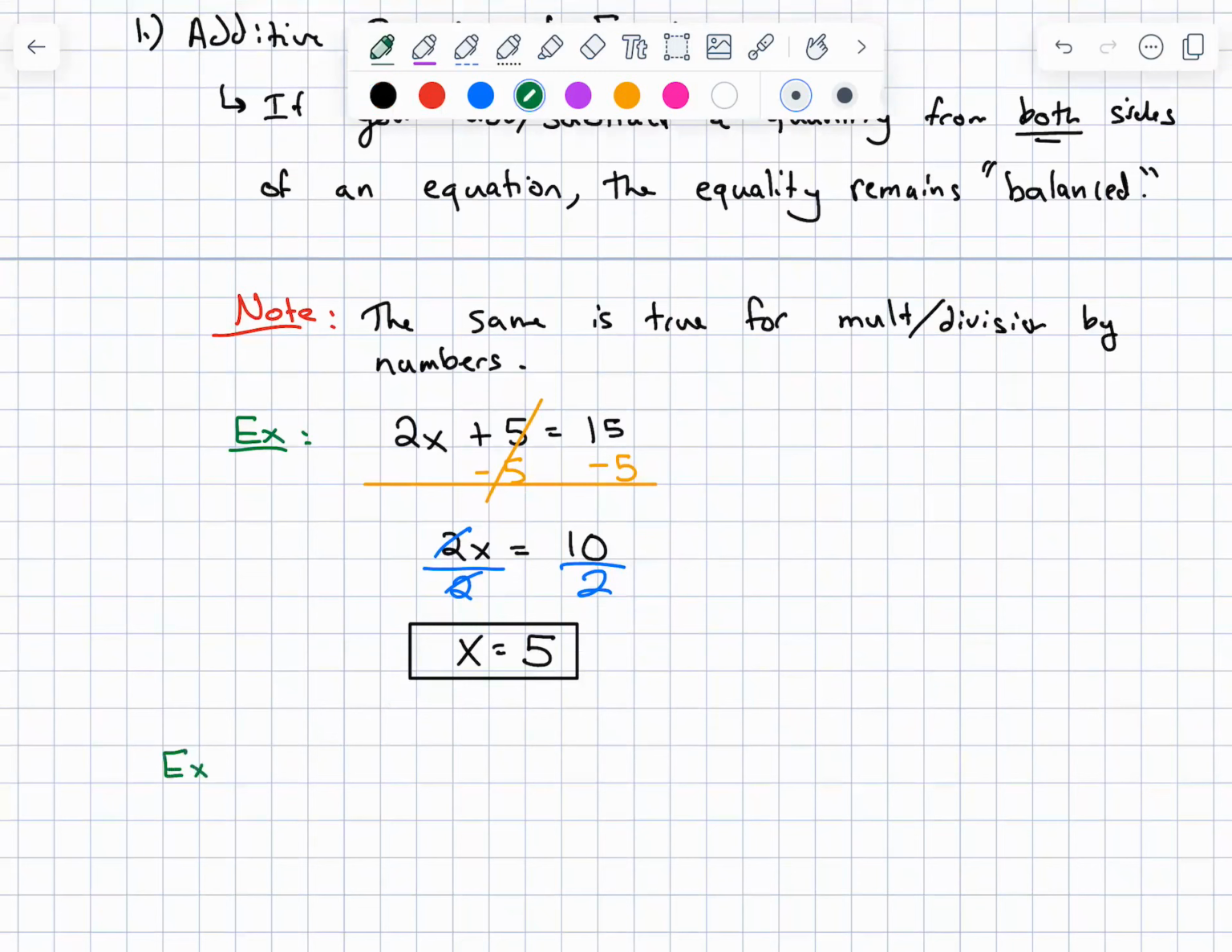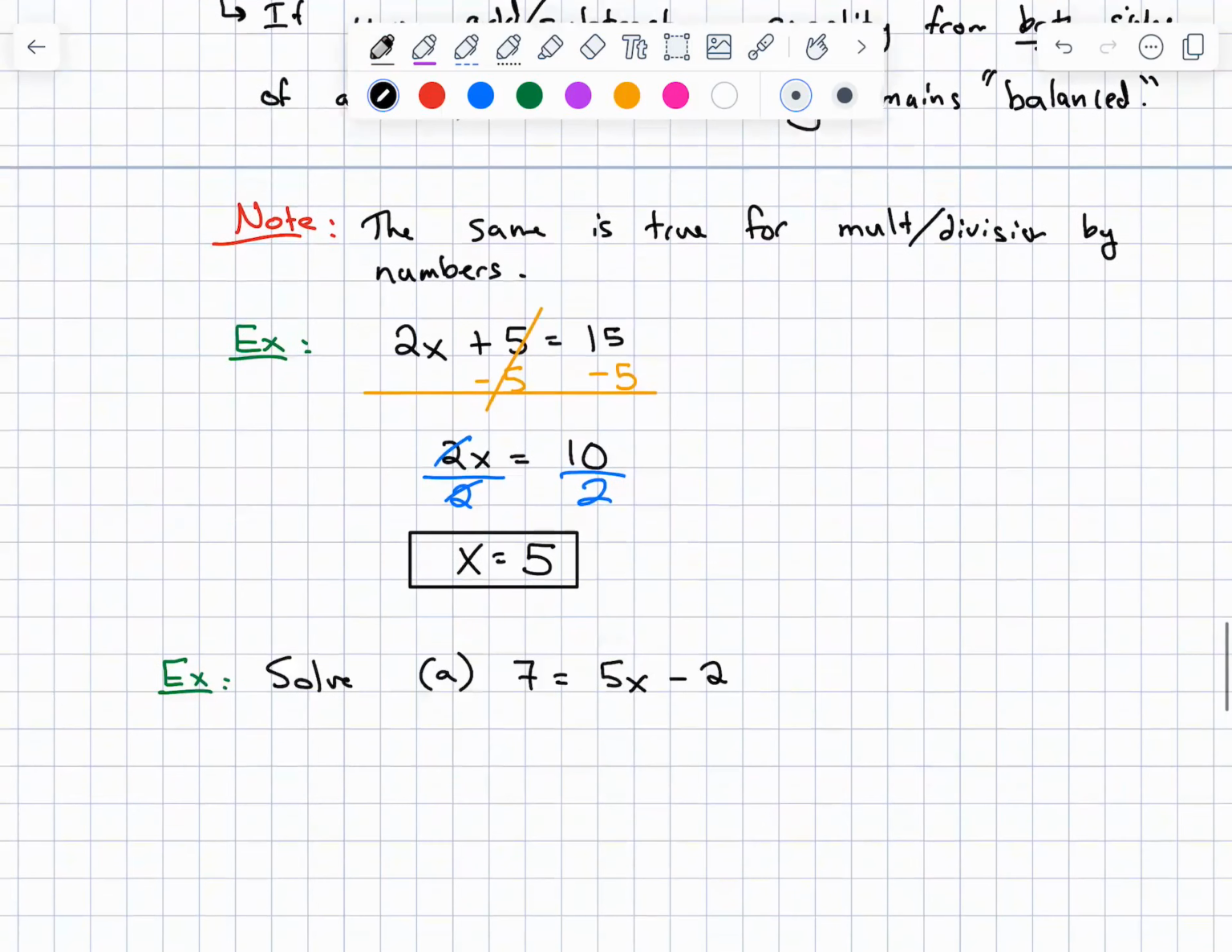Example, solve. Part A will be 7 equals 5x minus 2, and part B will be 12 plus x equals 15.